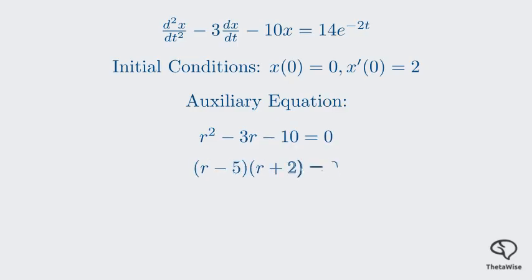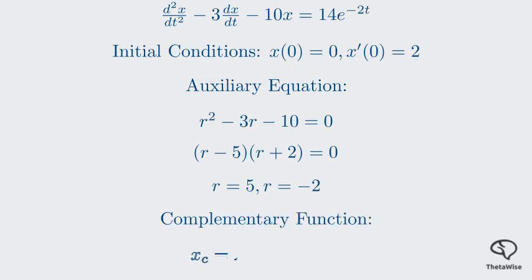We can factor this into (r minus 5)(r plus 2) equals 0. This gives us real, distinct roots: r equals 5 and r equals negative 2. Since the roots are real and distinct, our complementary function, which we'll call x_c because our dependent variable is x, is a e^(5t) plus b e^(-2t).